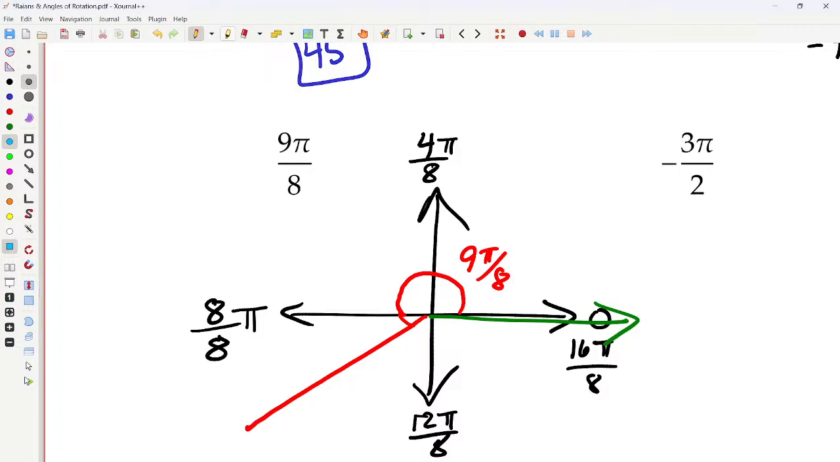Now, if you have 8 out of 8 and it became 9 out of 8, what's this reference angle? 1 pi out of 8. One more, so just pi out of 8.